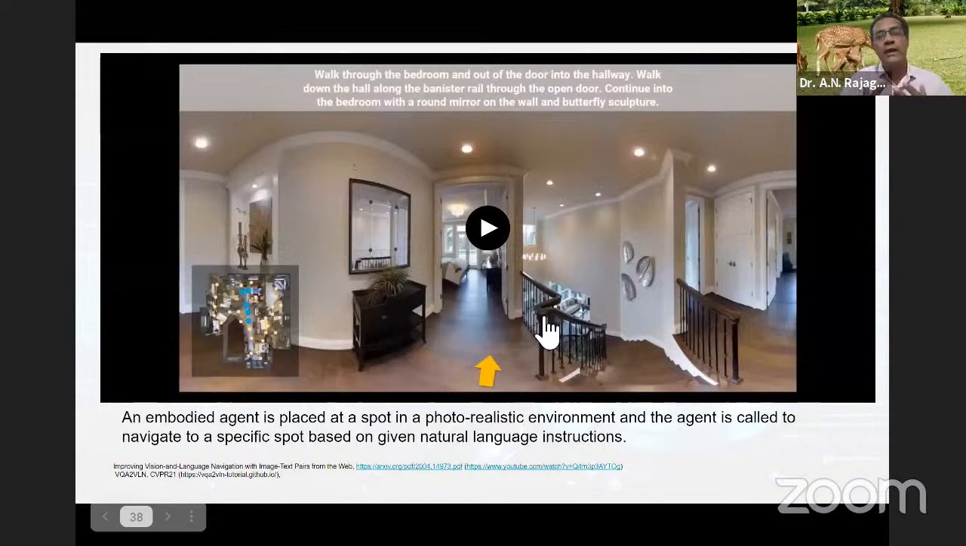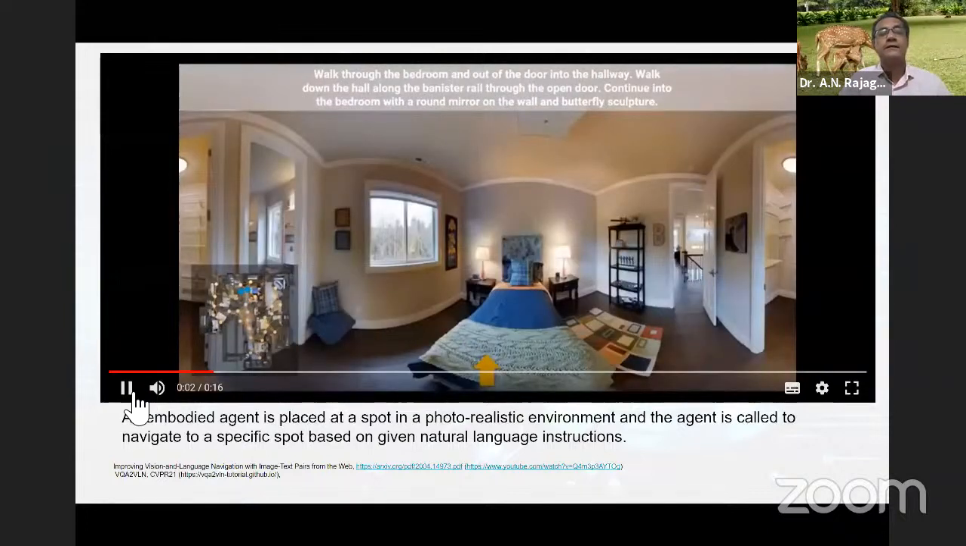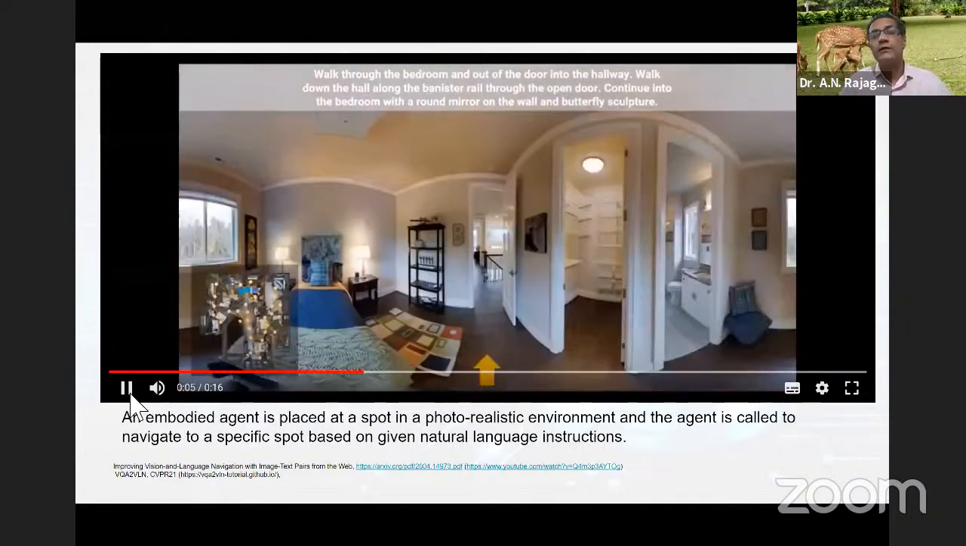And along the way, instead of just seeing what is around, you could also guide it through textual information, where in this case it is able to ground what you're telling. There is a banister, and then along the way, it also said there was a round mirror, and then there was a butterfly structure and so on. If it is able to ground all of that, it helps it navigate from, let's say, point A to point B.